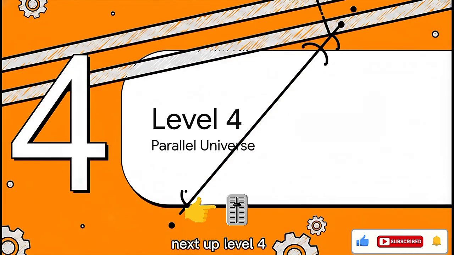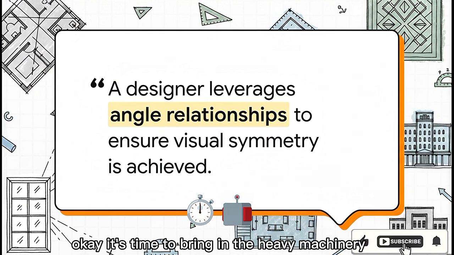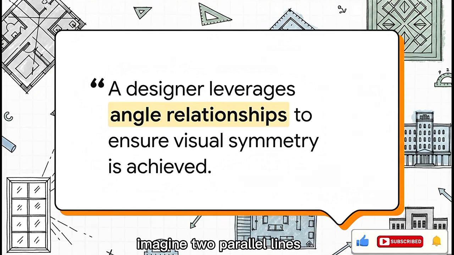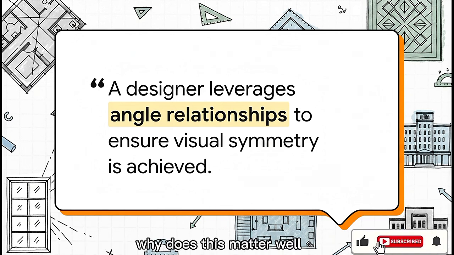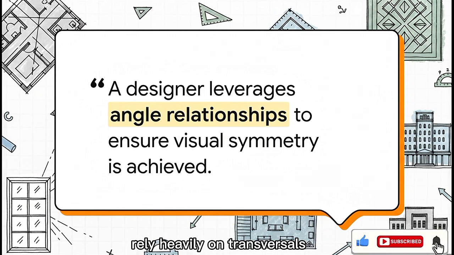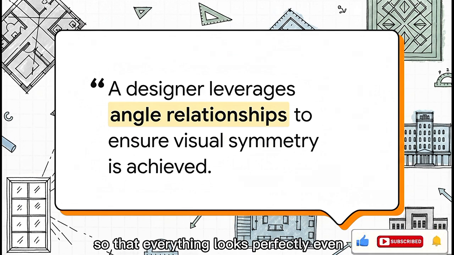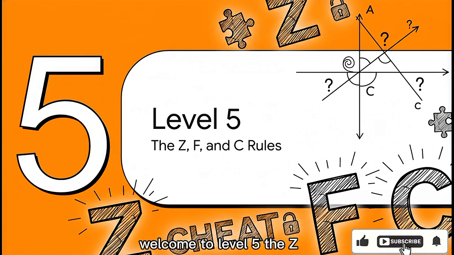Next up, level 4, crossing the parallel universe. Okay, it's time to bring in the heavy machinery. Imagine 2 parallel lines, lines that will literally never, ever touch, sliced by a straight line called a transversal. Why does this matter? Well, interior designers and architects rely heavily on transversals. They use these exact math rules to arrange room partitions so that everything looks perfectly even and balanced to the human eye. Welcome to Level 5, the Z, F, and C rules.